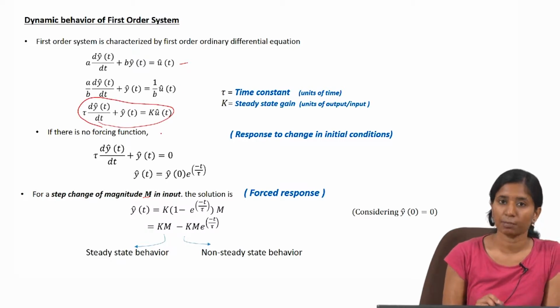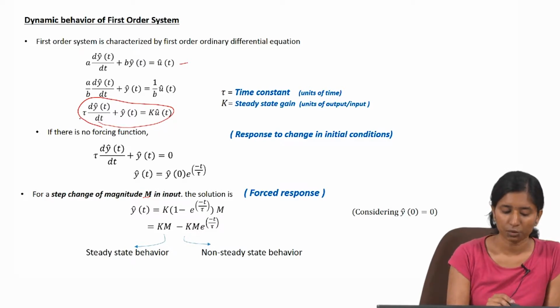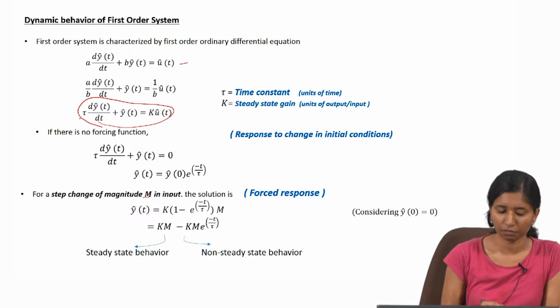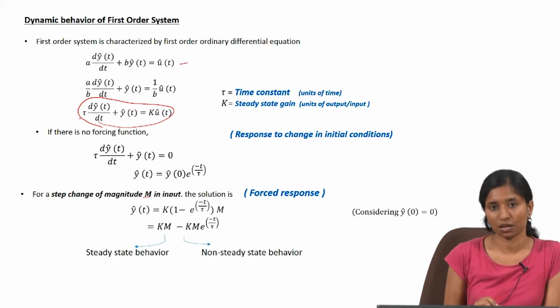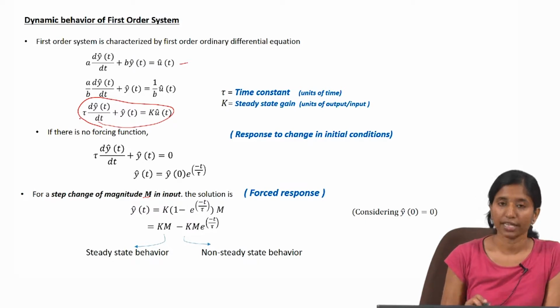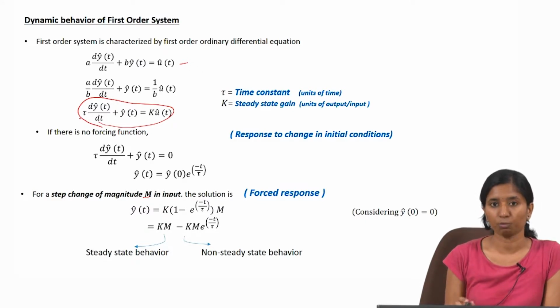This is the general representation of a first order process, that is tau dy hat by dt plus y hat of t is equal to K u hat of t, where tau is called the time constant of the process and K is called the process gain. So, time constant of a process basically determines the speed of response of the process, and the process gain relates the input of the system and the output of the system at steady state conditions.